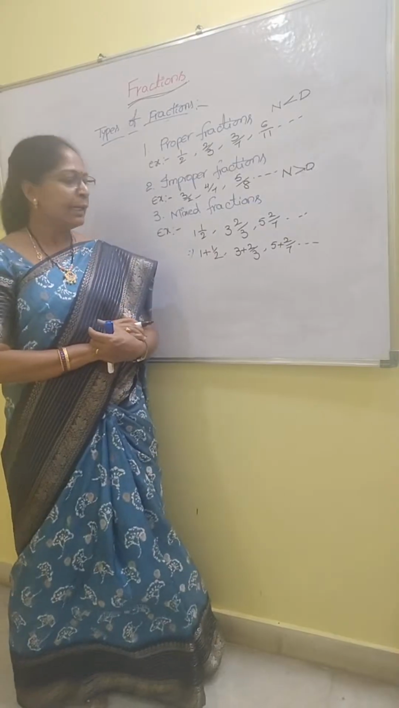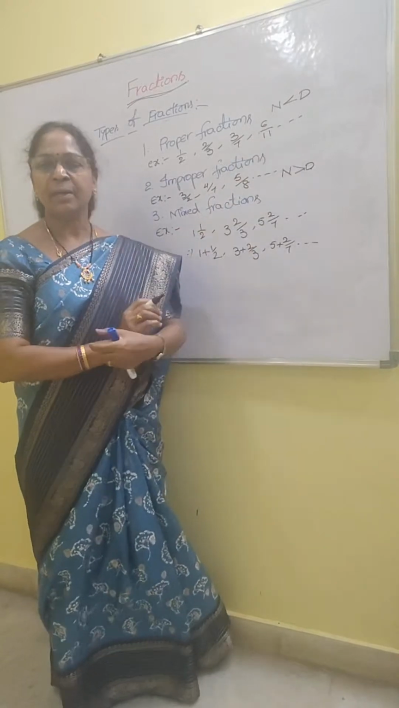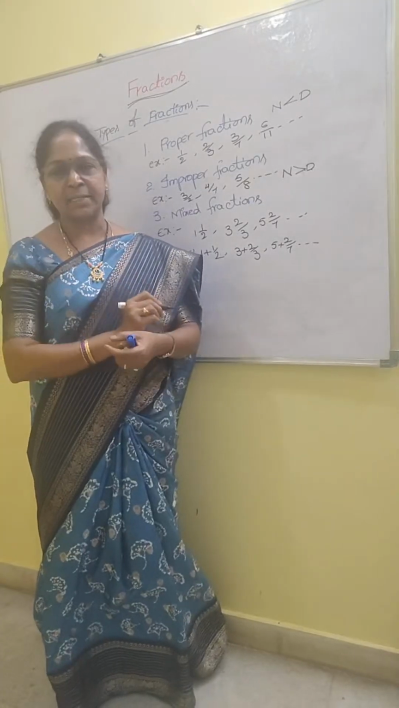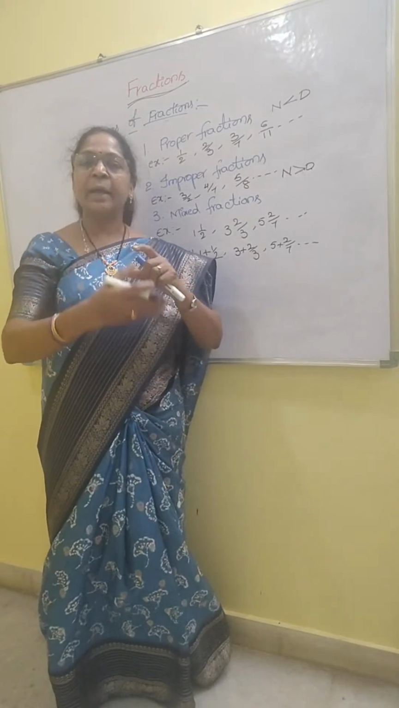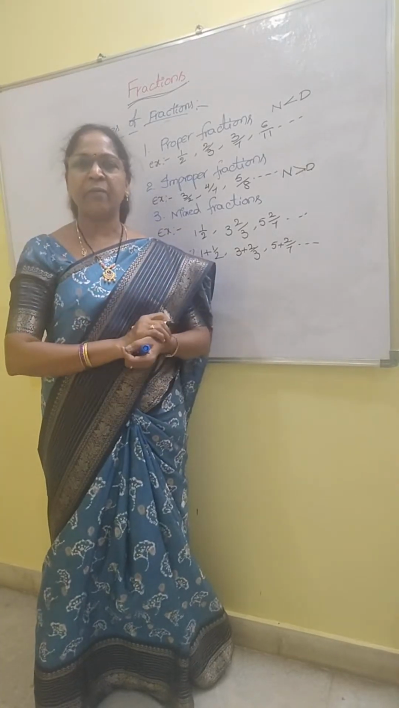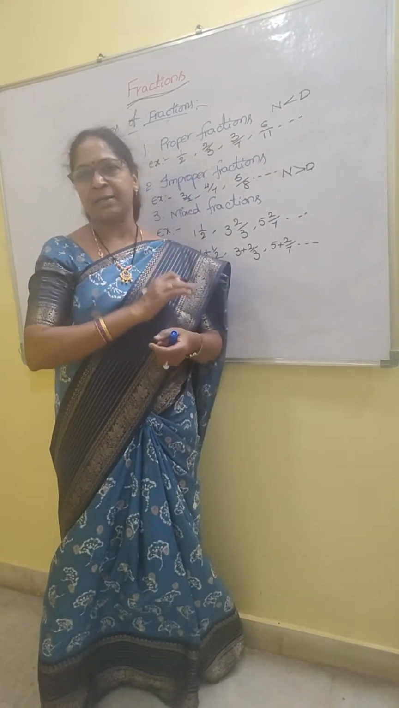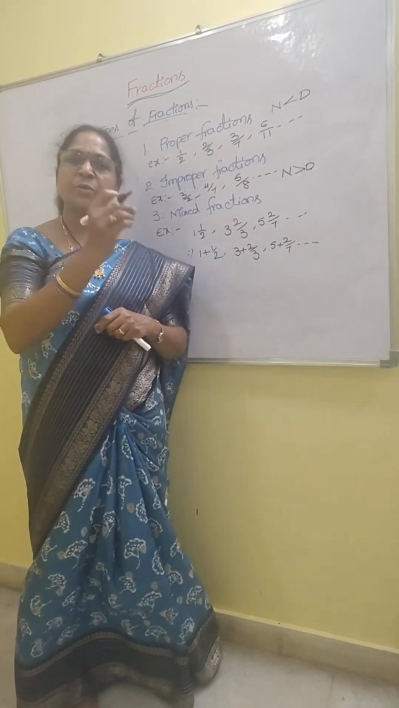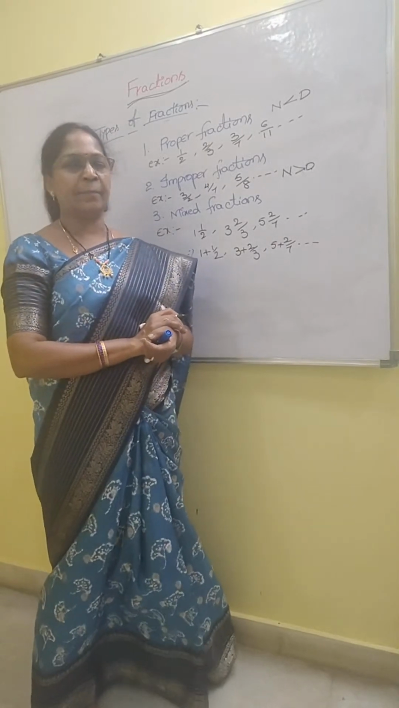The numerator and denominator are the two parts of a fraction. The numerator represents the number of parts we take. How many parts we have taken, that is the numerator value. And the denominator value represents the total number of parts. When something is divided into equal parts, each part value we can represent in fraction form. That is the main thing.